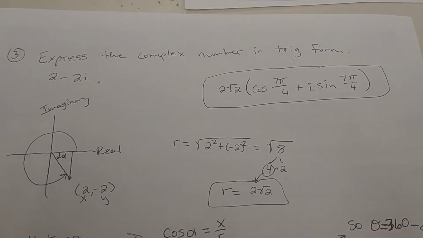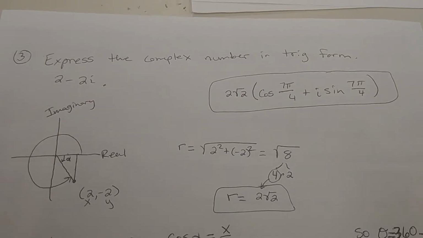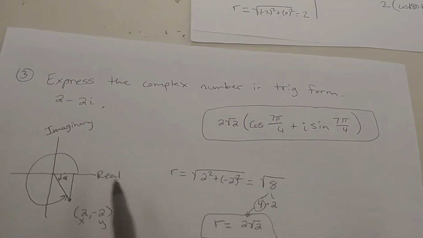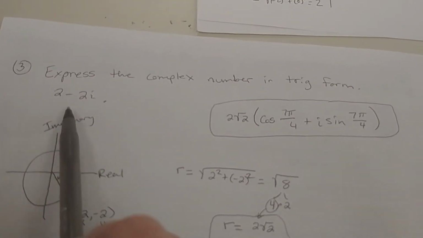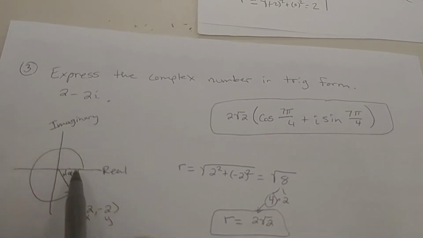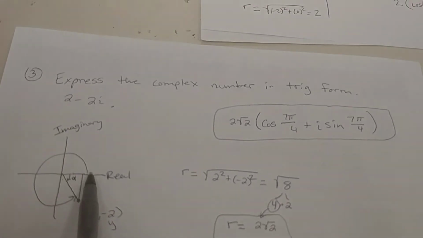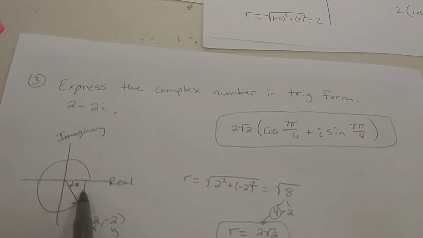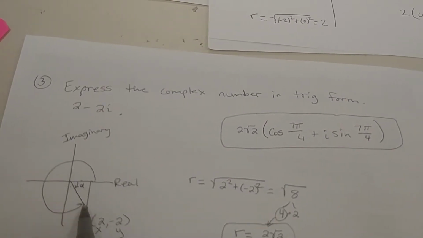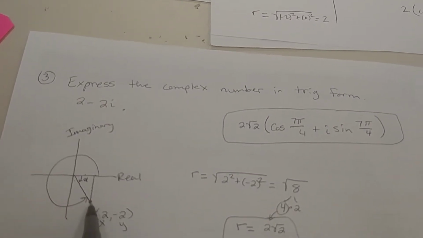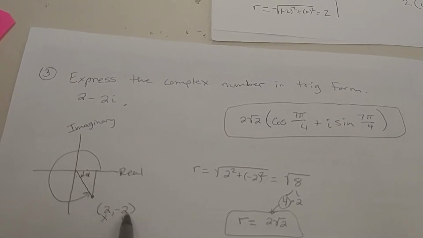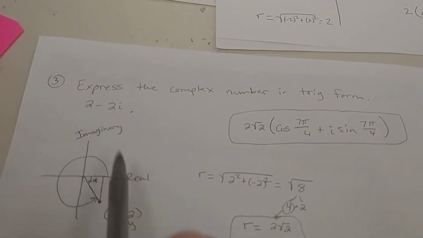For the third problem, we're expressing the complex number in trig form, but it is not as simple as being on an axis. So I have to actually do this part. 2 is the real part, so I went over +2. And then it tells me I have to go -2 on the imaginary axis. So over 2, down 2. That puts me down in this fourth quadrant. So again, that points to 2, -2, which I got from the real and the imaginary part.